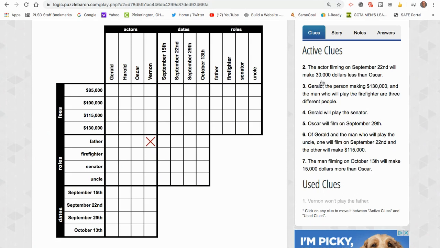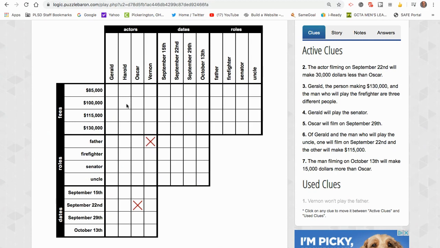The second one says the actor filming on September 22nd will make $30,000 less than Oscar. So this actually gives us 2 pieces of information if you read it carefully. So we know that the person filming on September 22nd is not Oscar because it says that they have different salaries. So we can go to Oscar and eliminate the 22nd. It also says they'll make $30,000 less than Oscar. So if you go to the fees here, you can see they all are by $15,000. So that means if they make $30,000 less, then that's 2 of those.